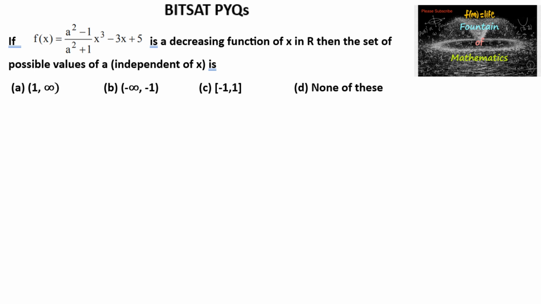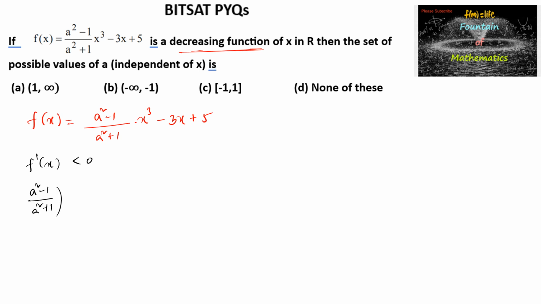Given function f of x is equal to (a square minus 1 upon a square plus 1) into x power 3 minus 3x plus 5 is a decreasing function. So that is f dash of x is less than 0 for x in the real numbers. So that is (a square minus 1 upon a square plus 1) into differentiation of x power 3 is 3x square, minus 3 is less than 0.